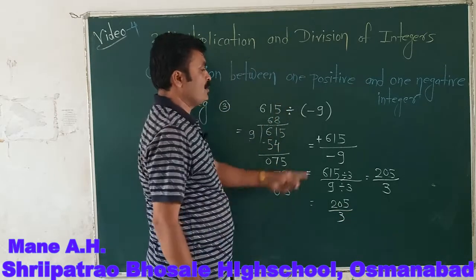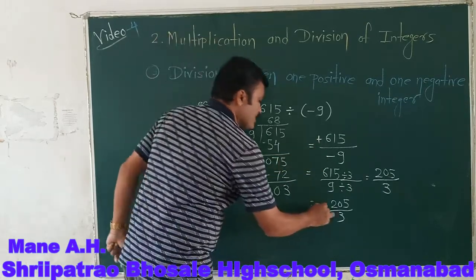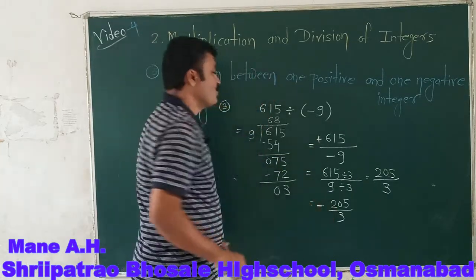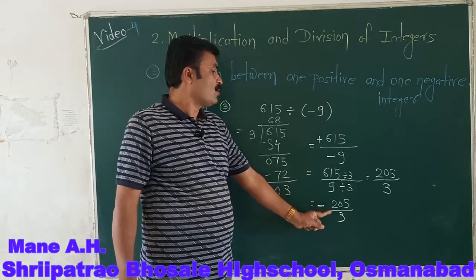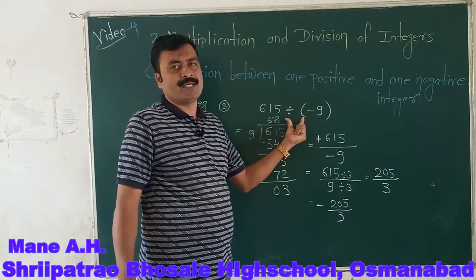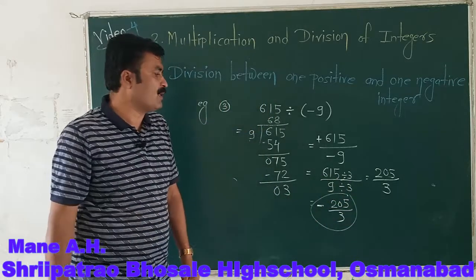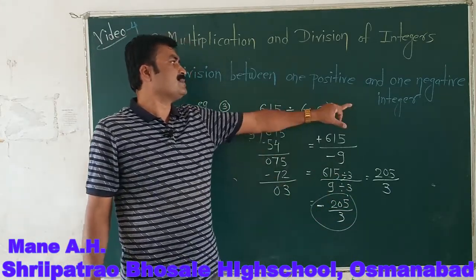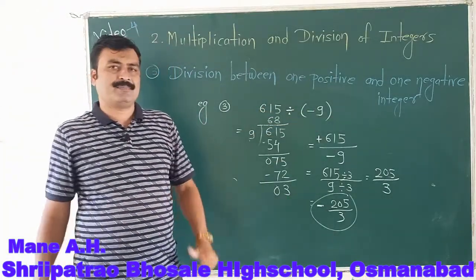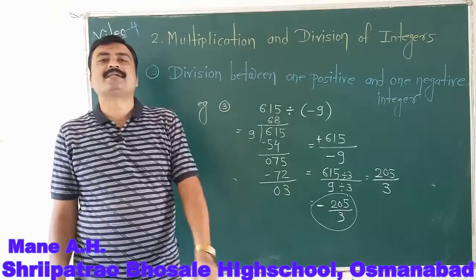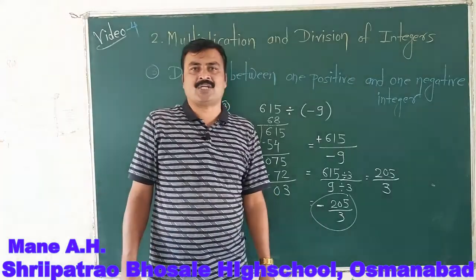Plus divide minus, that's important, minus here. So minus 205 upon 3. This is the quotient of this division here. And if you think about this minus 205 upon 3, such numbers cannot come into the group of integers here. Such numbers, as previously explained, we take into the group of rational numbers here.